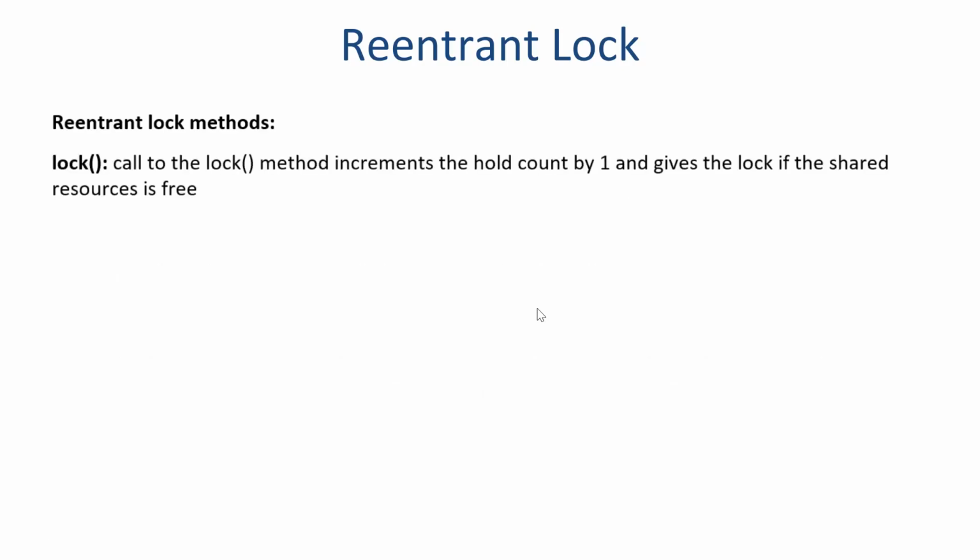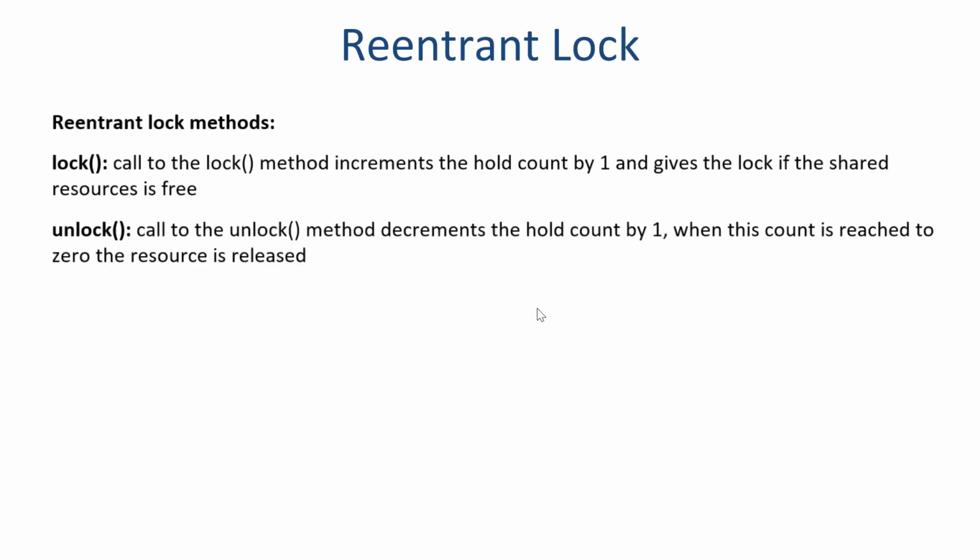ReentrantLock methods. The first method is lock. A call to the lock method increments the hold count by 1 and gives the lock if the shared resource is free. You can call the lock method multiple times, and every time the hold count is increased by 1. Unlock: a call to the unlock method decrements the hold count by 1. When this count reaches 0, the resource is released.